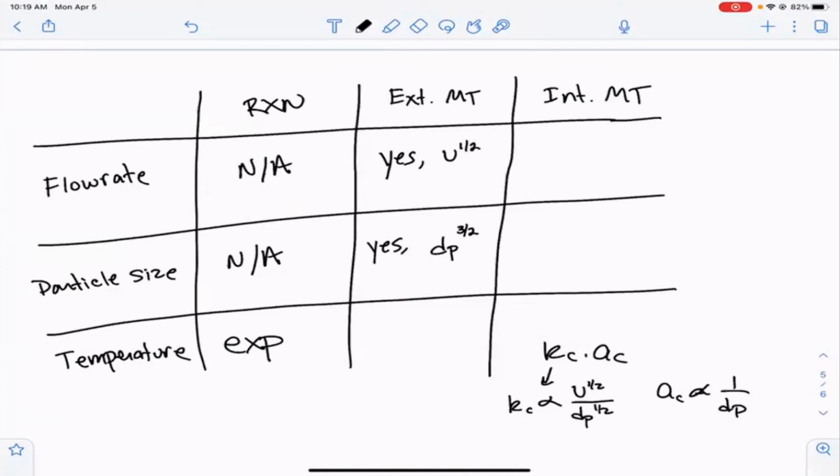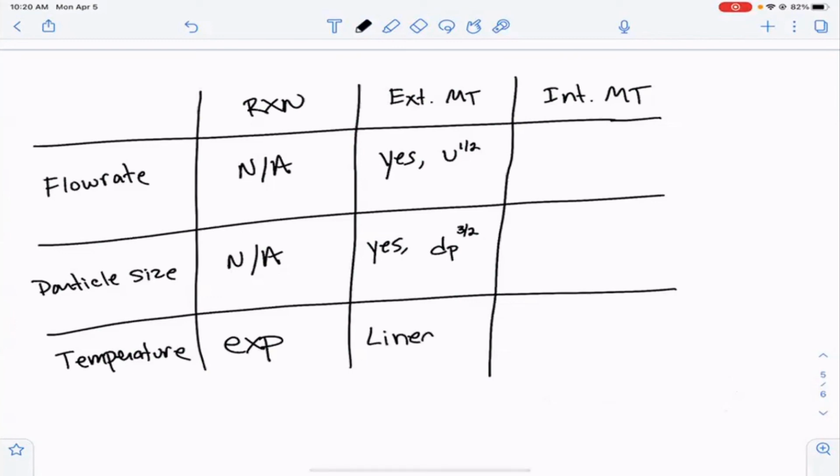Now, temperature is a little bit more complicated because we don't have an Arrhenius function that we have to worry about for Kc or Ac. But Kc does contain other parameters like the diffusivity, for example, the kinematic viscosity. All of these are functions of temperature. But how? Without getting overly complicated, it all kind of averages out that the temperature dependence is approximately linear.